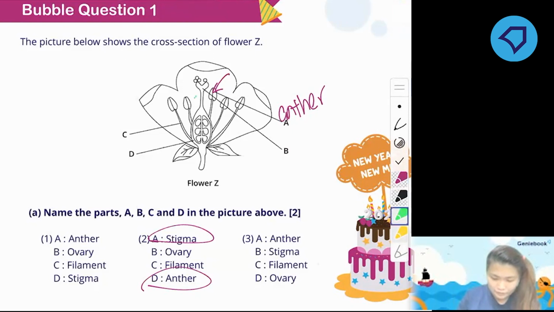I have a feeling that you saw the line wrongly. All right, yeah, probably because of the line. Okay, then C is obviously the filament and D is the ovary.